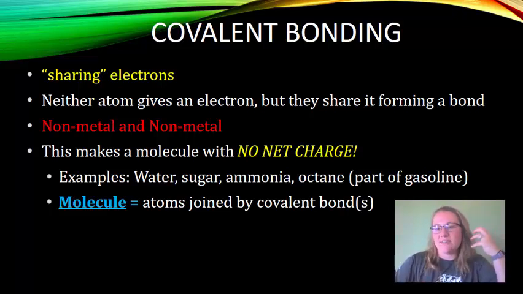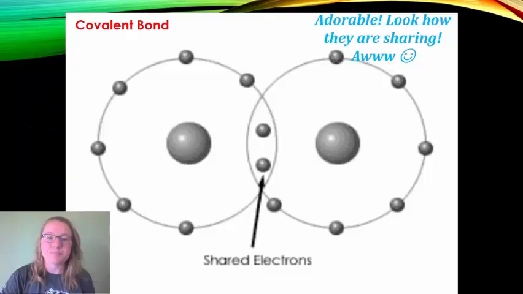So we don't have a positive ion and a negative ion stuck together. So we have none of that. Some examples here are things like water, sugar, ammonia, octane, which is the part of gasoline that combusts. And when you have atoms held together with covalent bonds, we call those molecules. And this picture here on the next slide really demonstrates how that sharing works.